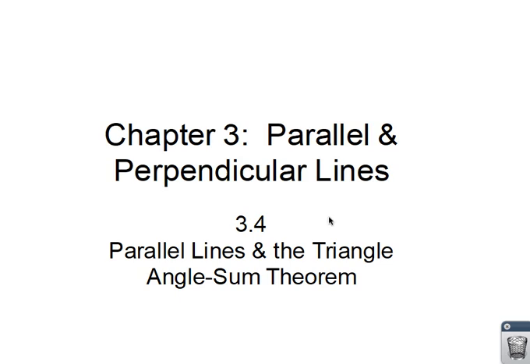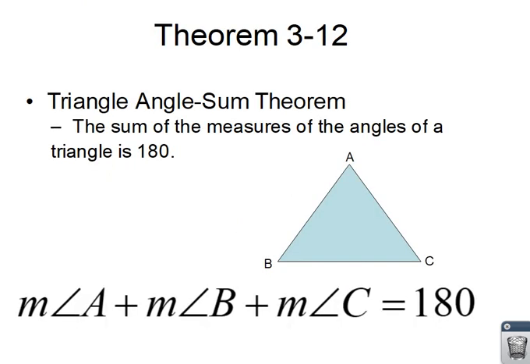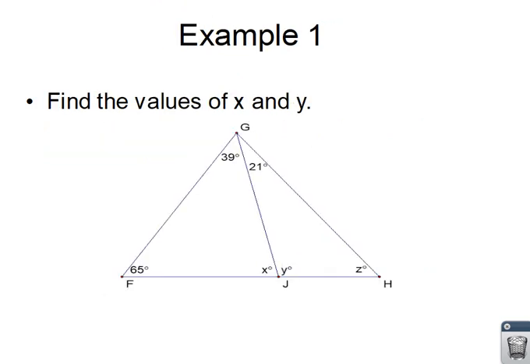In 3.4, parallel lines and the triangle angle sum theorem. There are a lot more numbers in this and a lot less proof, so hopefully this one's a little bit easier for you guys to understand. All right, big theorem here. The sum of the measures of the angles of a triangle is 180. So if you take all three angles of the triangle and add them up, they're going to equal 180 every time, all day long.